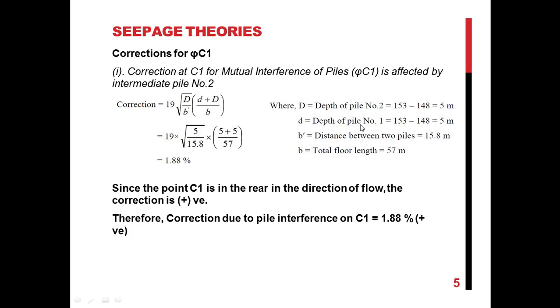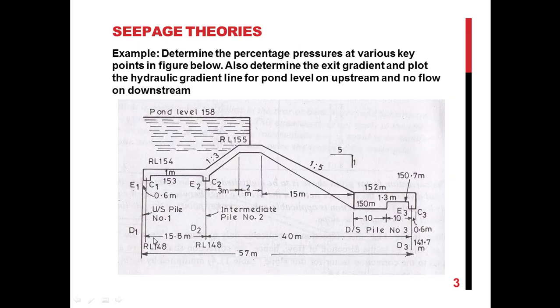Small d is equal to depth of pile number 1. So depth of pile number 1 is equal to 153 minus 148. Again, this is the reduced level of top and this is the reduced level of bottom of sheet pile number 1. And the depth of pile number 1 is equal to 5 meter. Similarly, B dash is equal to distance between two piles, that is equal to 15.8 meters. Also given in the figure, the distance between sheet pile number 1 and 2 is equal to 15.8 meters. So this is the value of B dash.